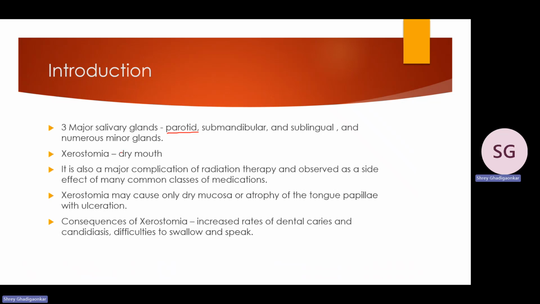So over here, we've written that it's a major complication of radiation therapy and observed as a side effect of many common classes of medication, specifically bisphosphonates. Yeah, you don't need to mention that though. Xerostomia may cause only dry mucosa or atrophy of the tongue papillae with ulceration. And the consequences of xerostomia are increased rates of dental caries as well as candidiasis and difficulties to swallow and speak.